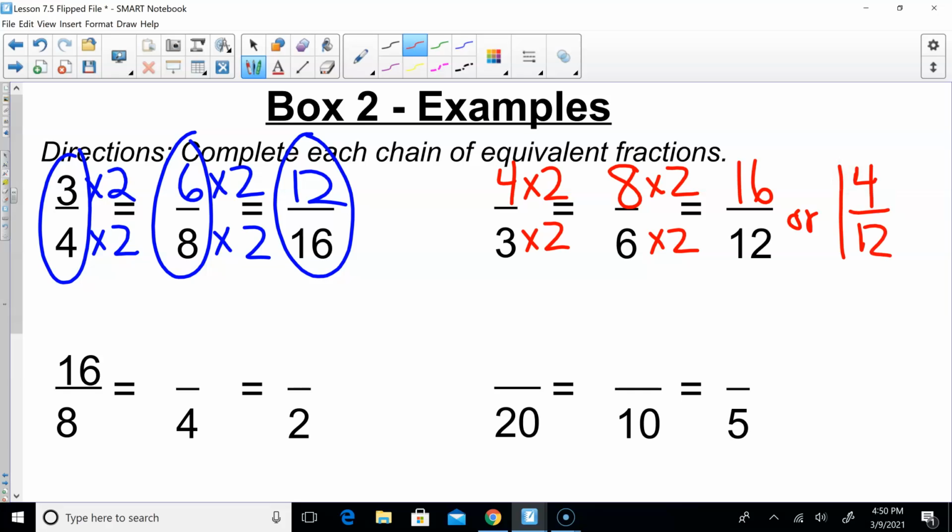because why would I like to do this, 1 and 4/12. Can we simplify that? You betcha. Which would also equal 1 and 1/3, because both the 4 and the 12 can be divided by 4. So now let's go the other way.